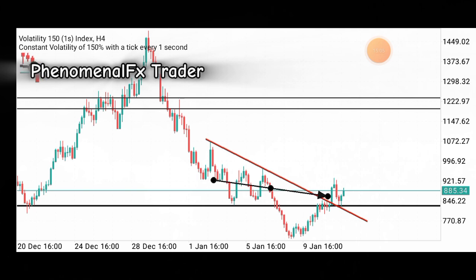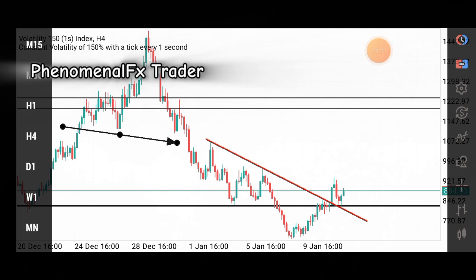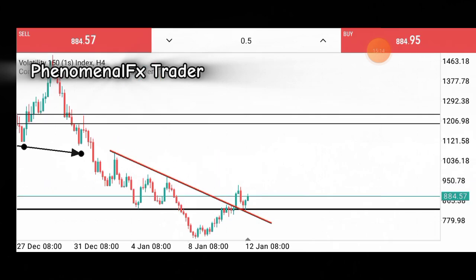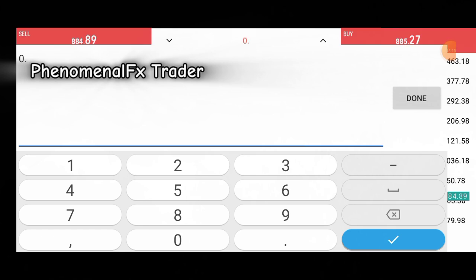Or if you have some reasonable amount, you can enter with the minimum lot size at this point. Just set your stop loss down here and you have peace of mind, guys. Let's just say, what's the minimum lot size for this particular pair? I think it is 0.01. Is it 0.001? No, 0.01. Yeah, that's the minimum lot size for this particular pair.